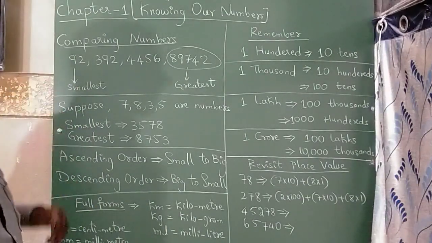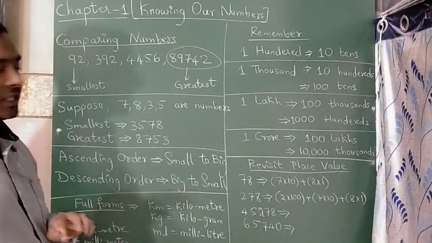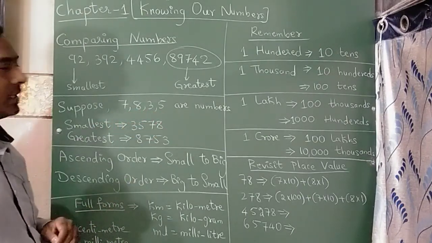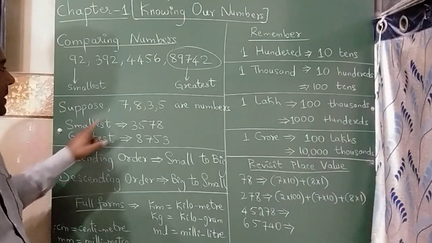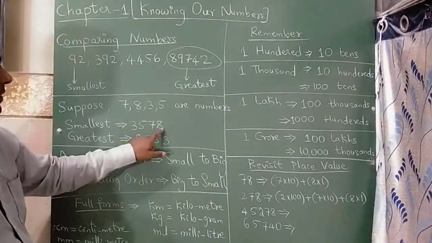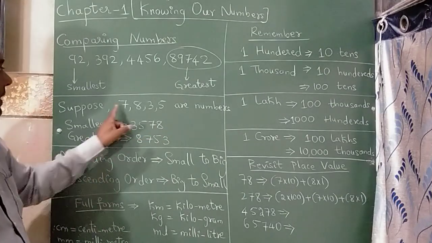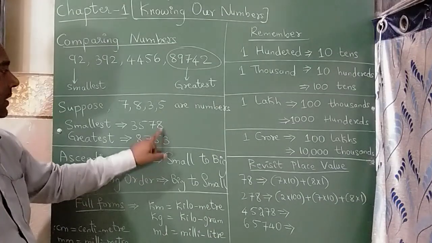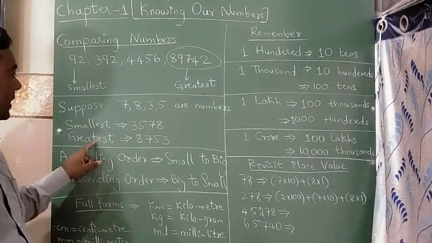Fine. So next, now suppose I have taken 4 digit numbers, that is 7835. These are the 4 digit numbers. So if I want the smallest among these numbers, it is 3578. Fine. Now the greatest number among these numbers is 8753, the reverse of this. So that is the greatest.